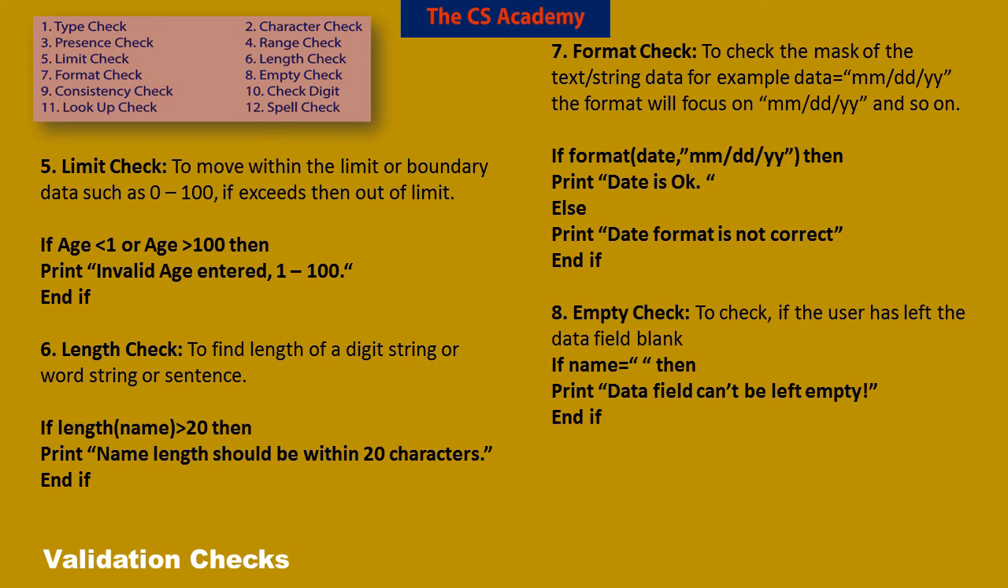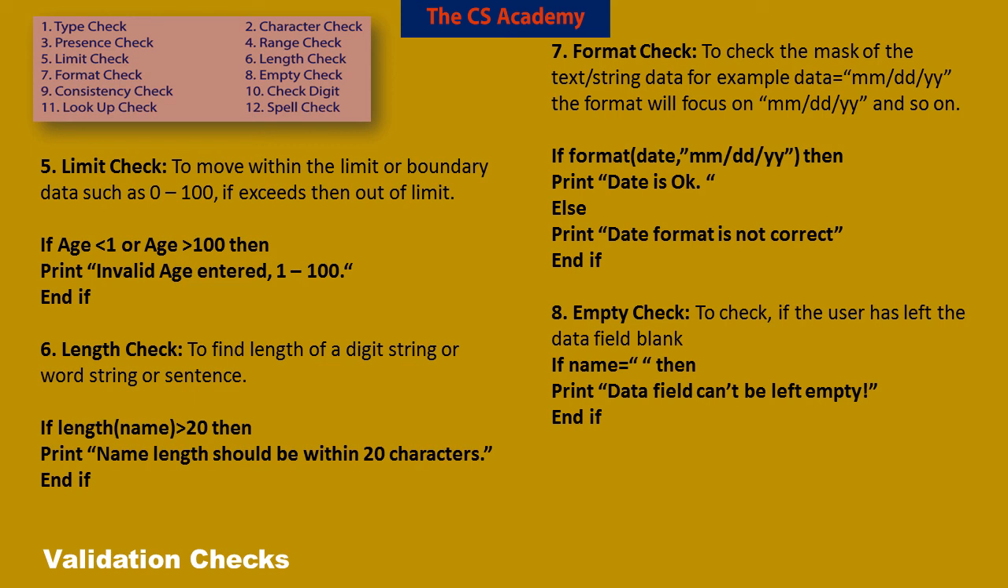Now moving on to the next check, that is empty check. That is check number 8, which I have numbered. So empty check basically is used to check whether the user has left the data field blank. Nowadays some fields are marked with a star, that means they are mandatory fields that cannot be left blank.